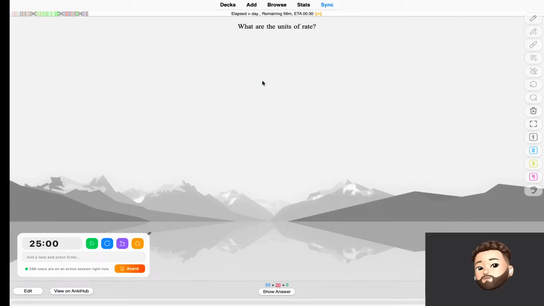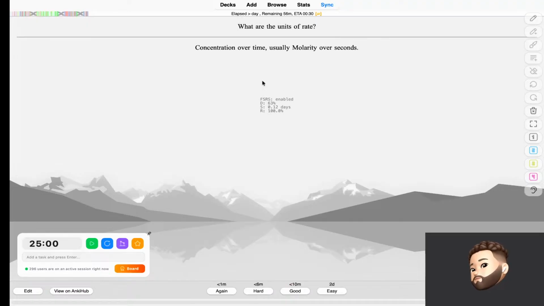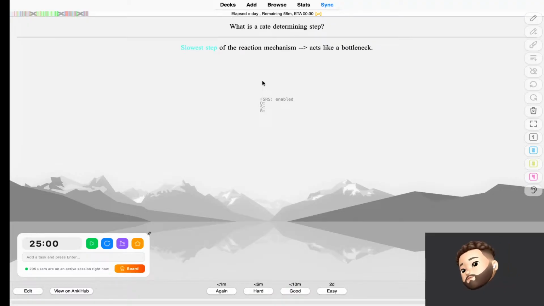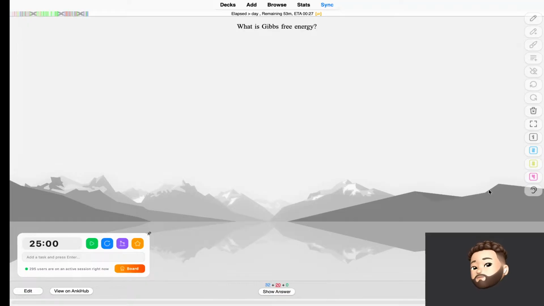What are units of rate? It's concentration per unit of time. What is a rate determining step? It's a step that is so slow that the rate at which the other steps proceed are rendered irrelevant. The slowest step. Yes. I'm gonna suspend this card because I feel like I understand the concept. I don't need to remember slowest step of the mechanism.